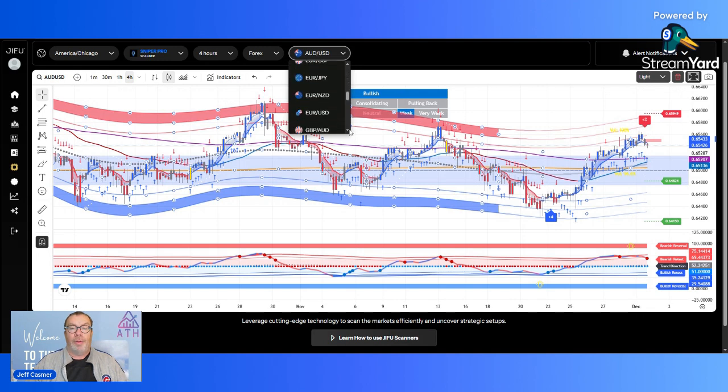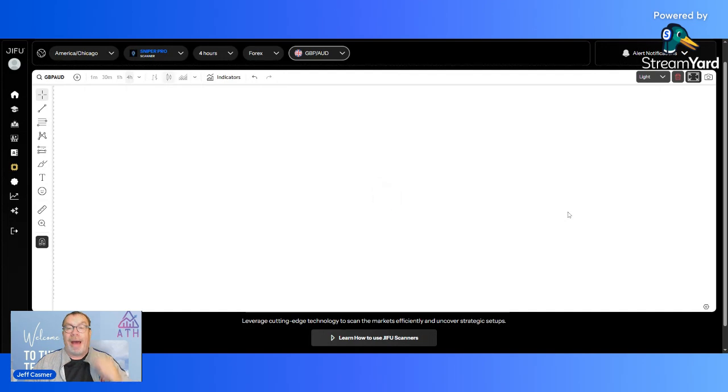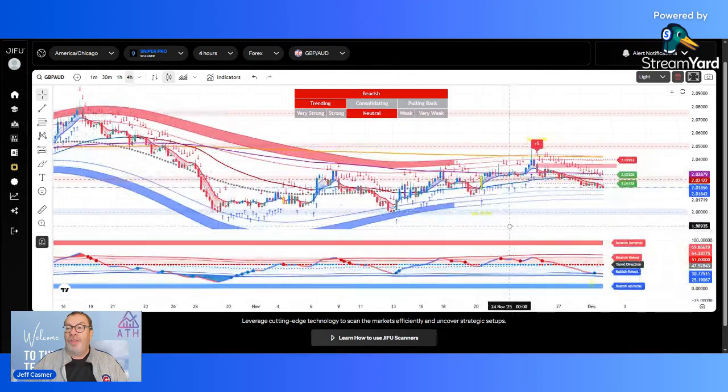Let me go down to GBP. I like GBP. Let's see if anything's popping, as they say, on GBP. All right, so this would not be one, right? So I'm glad I pulled this up, right? Here is a +5 card. And of course, this is already making its move. So this is one you would just skip.